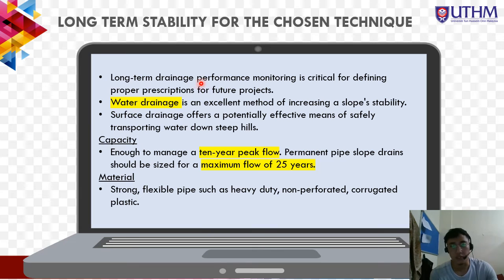I will present to you the long-term stability for the chosen technique. Firstly, long-term drainage performance monitoring is critical for defining proper prescriptions for future projects. For our method, we will use the drainage method. Thirdly, surface drainage offers a potentially effective means of safely transporting water down steep hills. For the capacity, it is enough to manage a 10-year peak flow. Permanent pipe slope drains should be sized for a maximum flow of 25 years. For the material, it needs to be a strong, flexible pipe such as heavy duty, non-perforated, which means it doesn't have holes, and corrugated plastic.